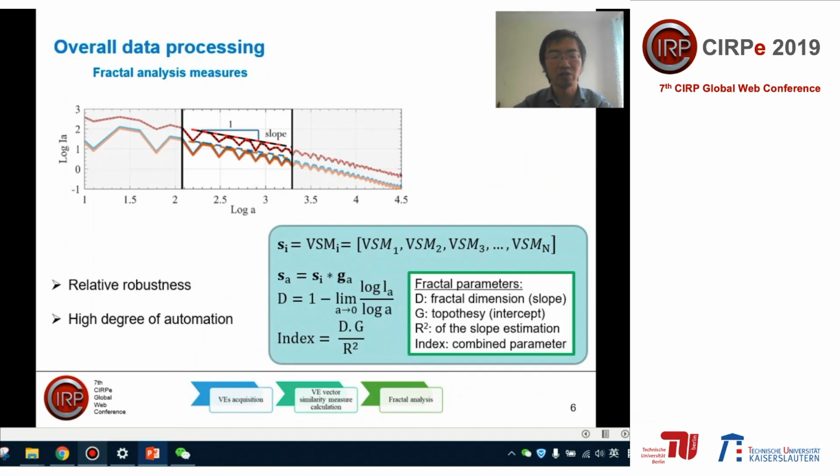After the data processing of the vector similarity measure, we aim to use fractal analysis to extract the features of volumetric error. Fractal analysis can estimate the fractal dimensions and other fractal characteristics from a data set in a variety of areas. Fractal analysis is selected owing to its high relative robustness and its high degree of automation. Fractal analysis relies on the conversion rate of data size. The S in this research is defined as the volumetric error similarity measures, and they are with different triangle sizes, and a function which has a weight of A.